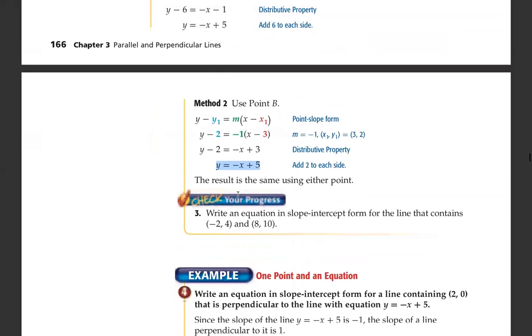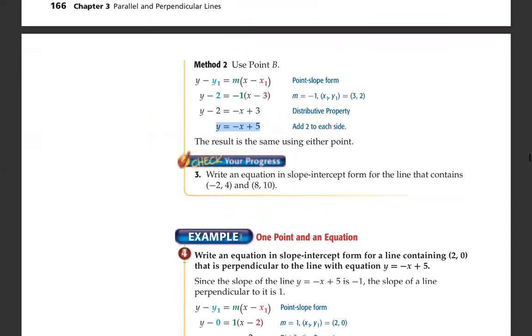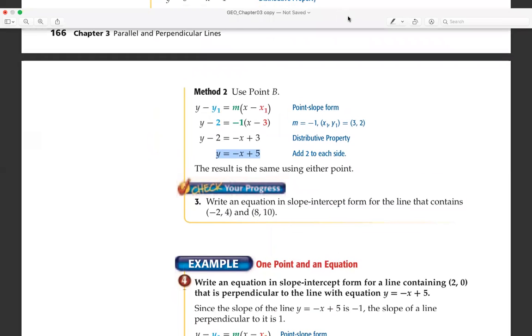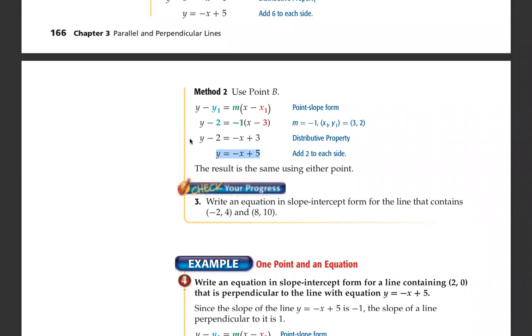Okay, now let's check over here. Write an equation in slope-intercept form for the line that contains negative 2, 4, and 8, 10. Okay, so negative 2 is our x1, 4 is our y1, 8 is our x2, 10 is our y2. So first we solve for the slope.